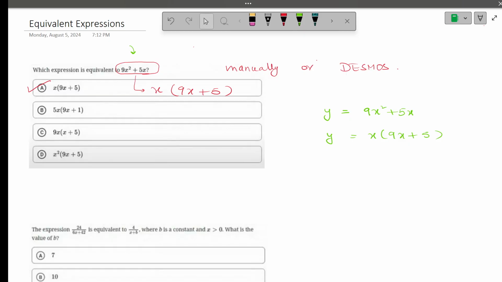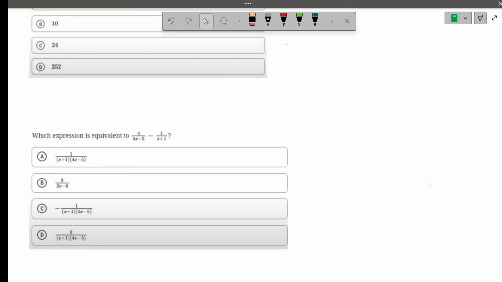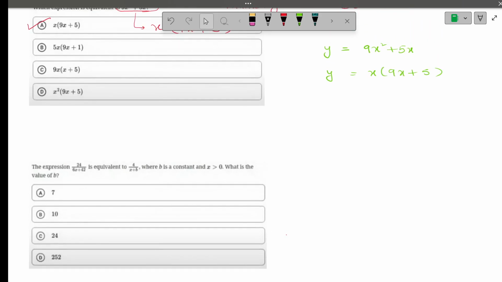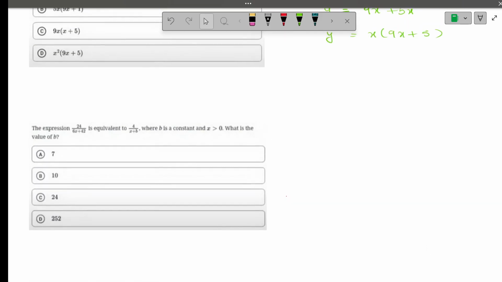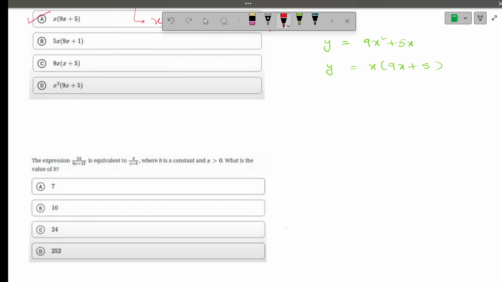Now the DESMOS method will be particularly useful for the next question. Next question: the expression 24 over 6x plus 42 is equivalent to 4 over x plus b, where b is a constant and x is greater than 0. What is the value of b?